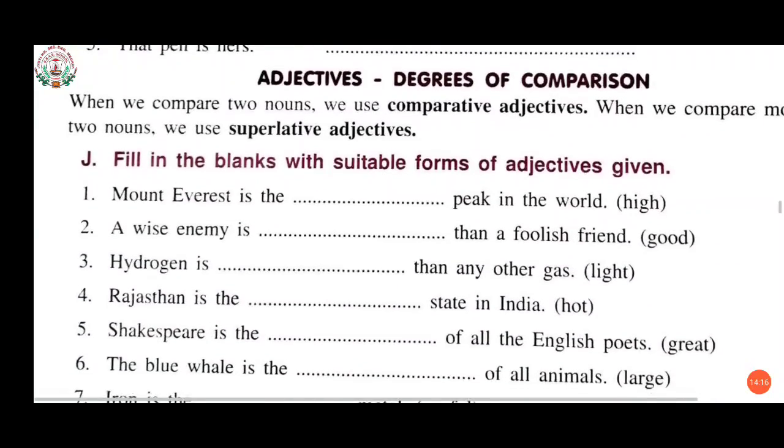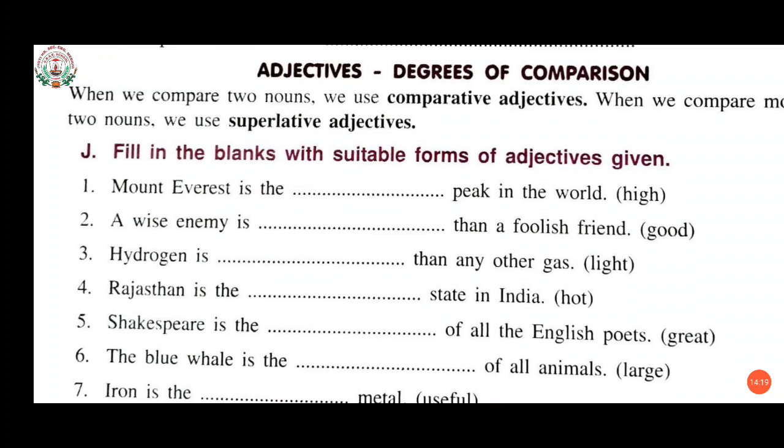Now come to the next topic. The topic given here is adjectives, that is degree of comparison. In degree of comparison, we compare two nouns. If I take an example of large, large is an adjective. In the comparative adjective, we can write larger, as we are comparing, larger than. When we compare more than two nouns, we use superlative adjectives.